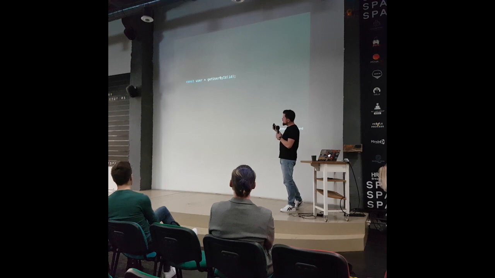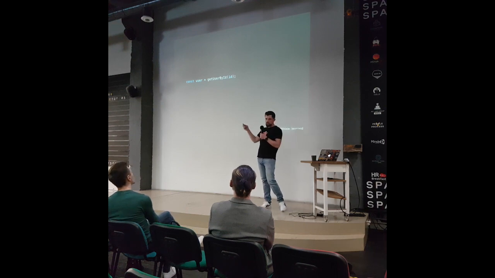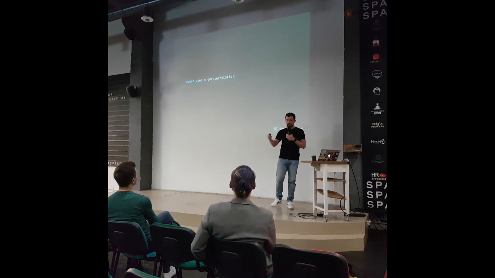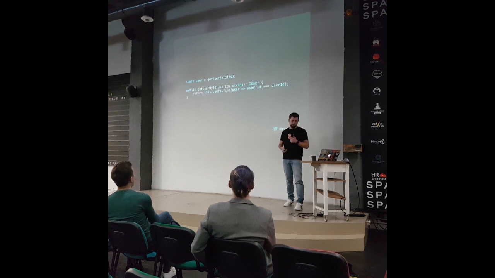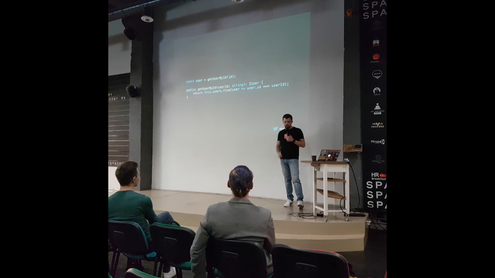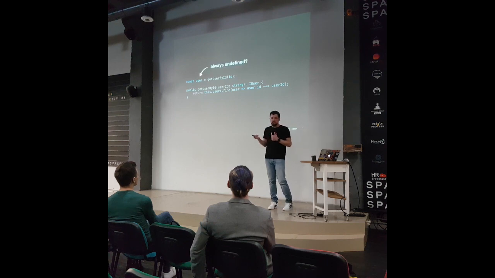So imagine you have a user object, and you get the user by some ID, as you usually do. The function may look like this. This is just demo code, but you have a getUserById function, you pass in a user ID, and you get back a user, and you search for your user in some list. But you run into the following problem. This user object is always undefined.